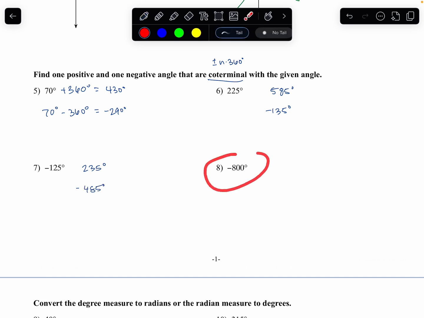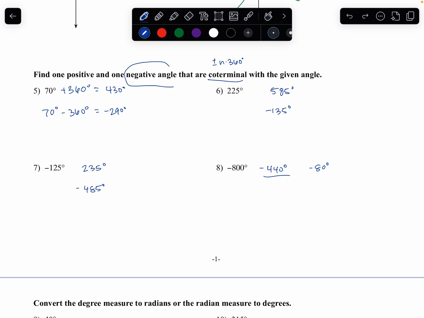Now for 8, this is negative 800. So I can actually add 360. So I'll do negative 800, and I'll add 360 degrees to that, and I'll get negative 440 degrees. Now, that's a negative coterminal, but because 800 is greater than 360, I actually have to add again. So if I do plus 360 to negative 440, that gives me negative 80. But these are two negative coterminal angles.